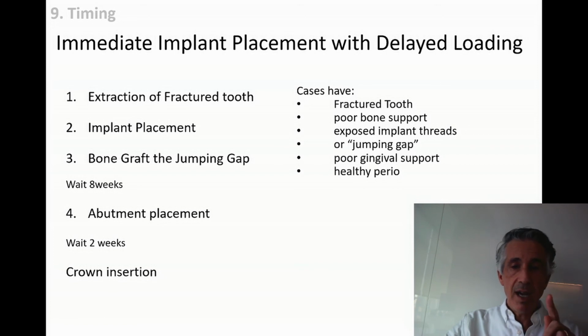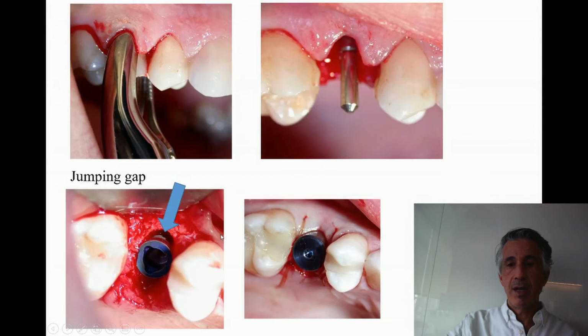You may need to graft a little bit, but you don't want to load that right away. Or you can give it a bit of a fake load, but you don't want any pressure on that. 8 weeks later, solid implant, and 2 weeks after that you can place the crown.